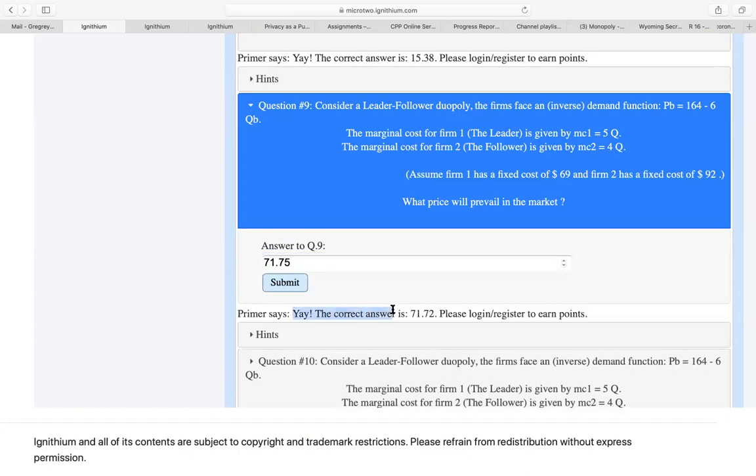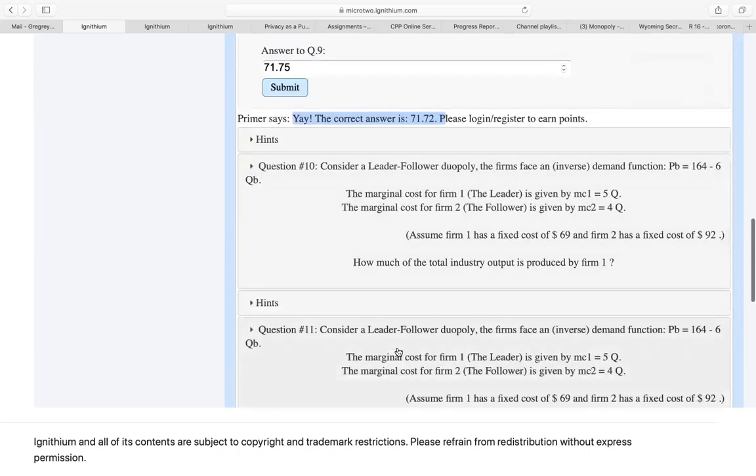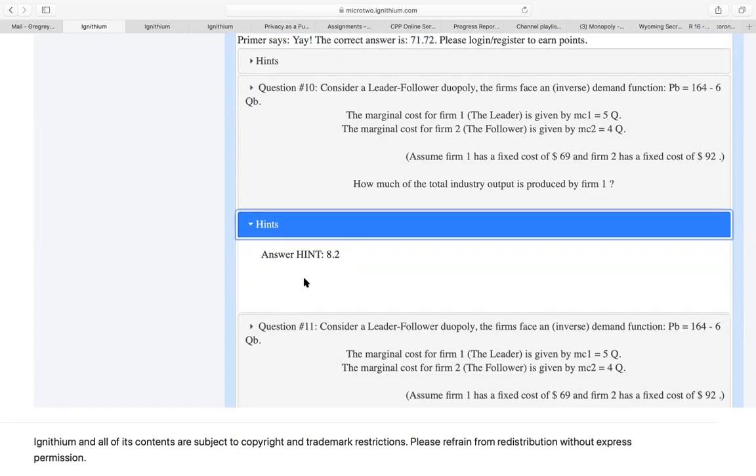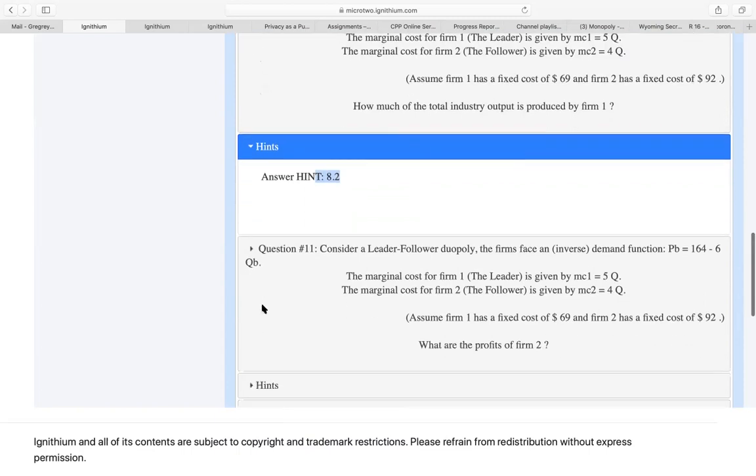Yay. Okay, so you're good. And then how much of the total output is produced by firm one? Well, we just did that. So what was our number again, right, Tommy? So that's 8.2, right? Yes.